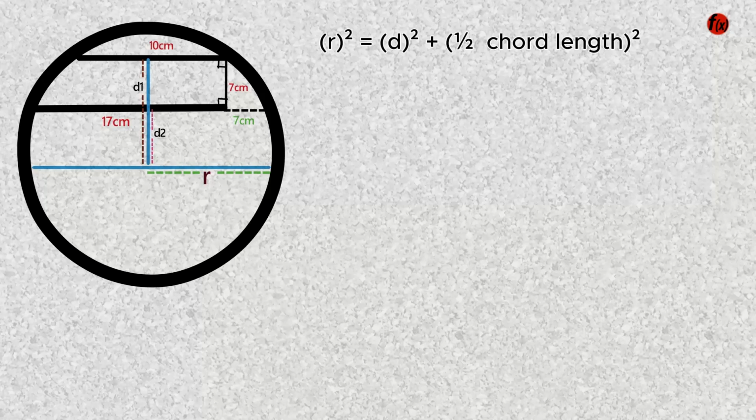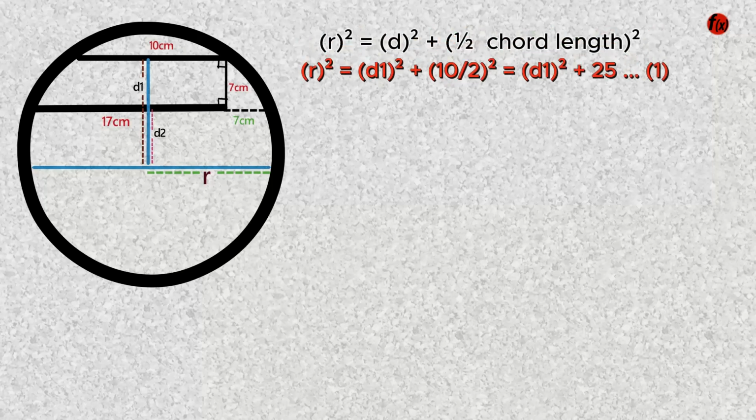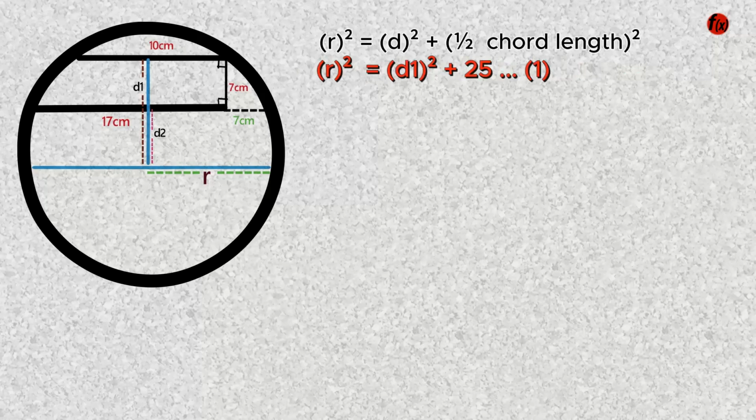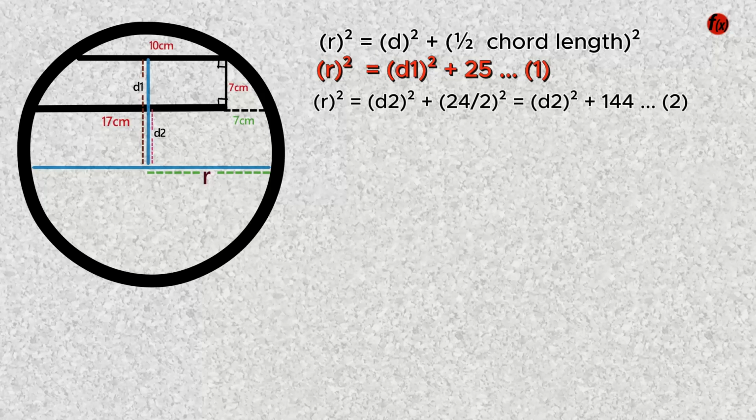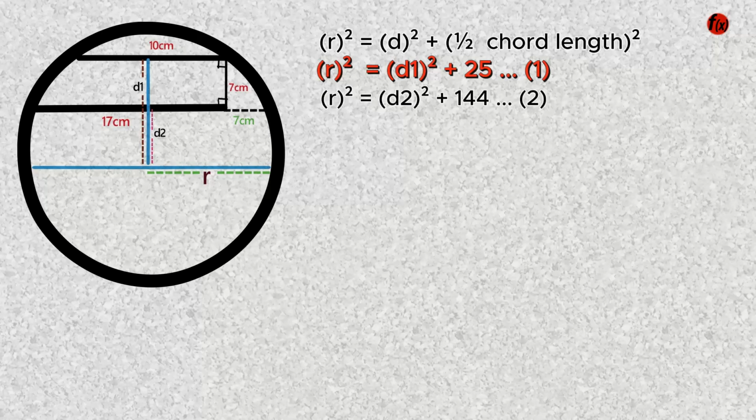For the chord of length 10 centimeters, r squared equals d1 squared plus (10/2) squared, which equals d1 squared plus 25, for equation 1. For the chord of length 24 centimeters, r squared equals d2 squared plus (24/2) squared, which equals d2 squared plus 144, for equation 2.